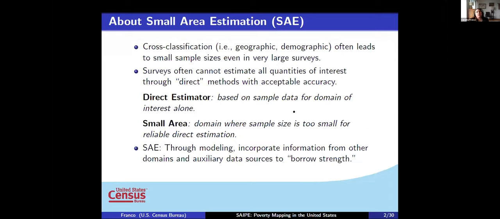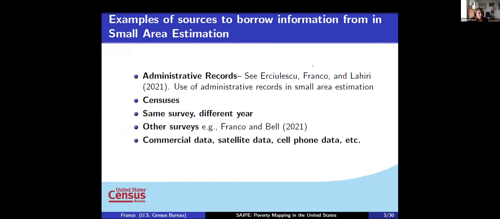So the idea in SAE is to borrow strength, and I'll give you some examples of where you borrow strength. The most traditional perhaps is administrative records, and I point you there to a book chapter that just came out on use of administrative records in small area estimation by my co-authors and I. This actually has an example related to SAPI. Another source is censuses. You can use the same survey for a different year or a series of years. Like Andres said, you might want to do a temporal borrowing of strength over time, and you can use other surveys. I also put there an example on poverty specifically.